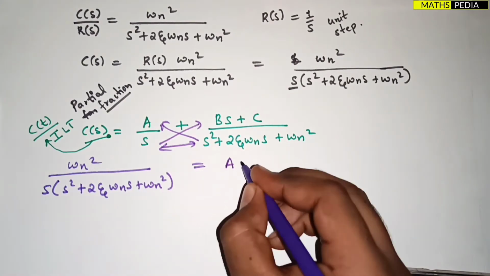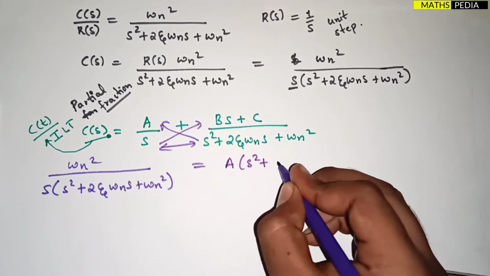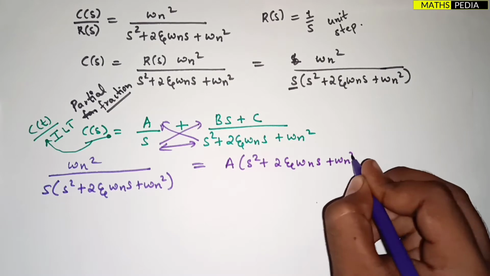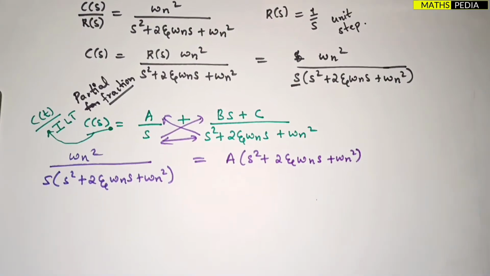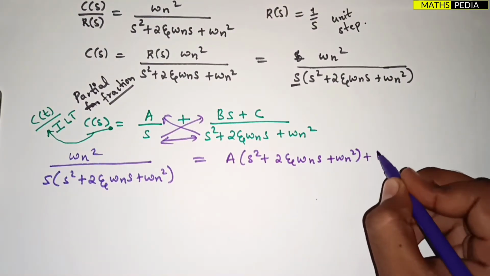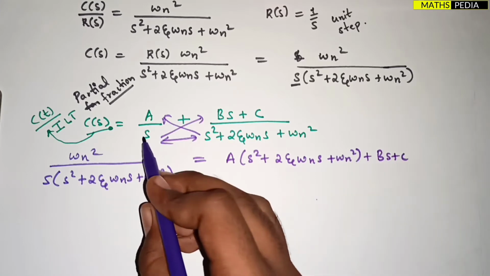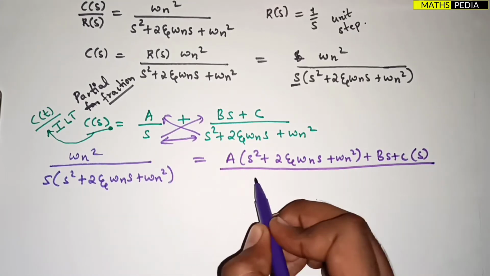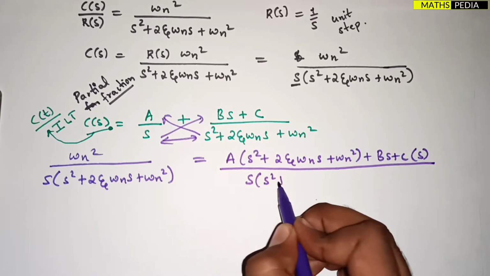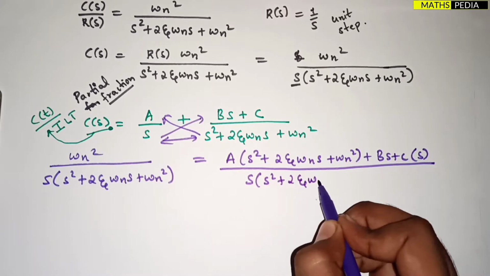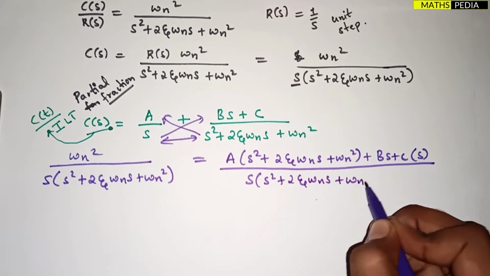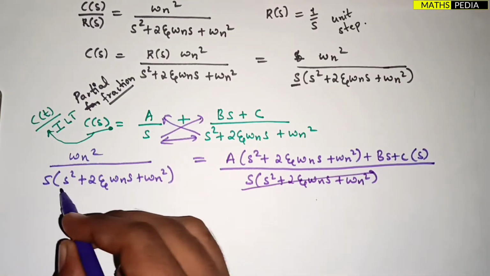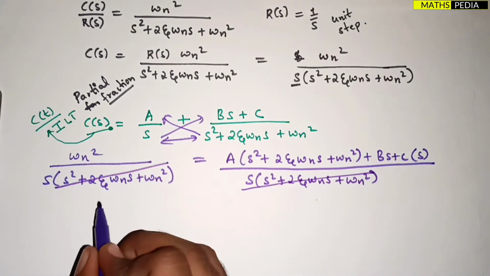So this will be A into s square plus 2 zeta omega n s plus omega n square, plus B s plus C into s, divided by s into s square plus 2 zeta omega n s plus omega n square. Now simple thing, these two get cancelled. What is the remaining?